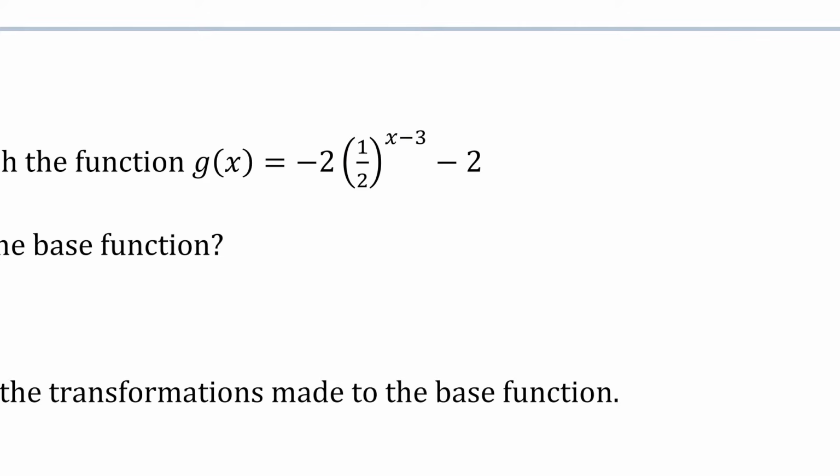I need you to understand what this -2 that's being multiplied by the power, what this -2 that we're subtracting from the power, and this -3 that we're subtracting from the exponent of the power, what those do to transform that 1/2 to the power of x function, and actually go ahead and be able to graph that function by applying transformations to the 1/2 to the power of x function.